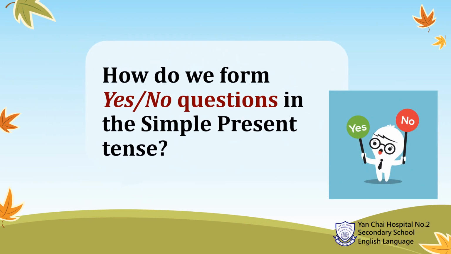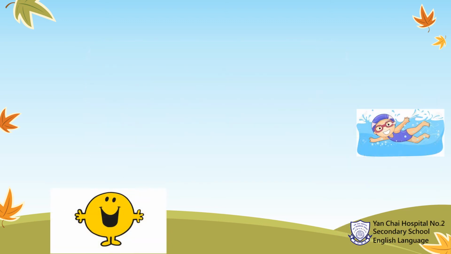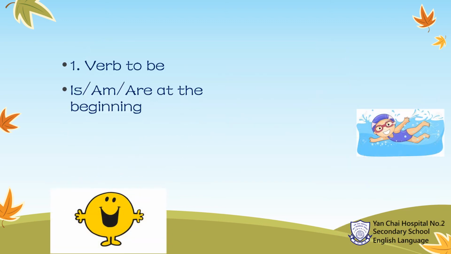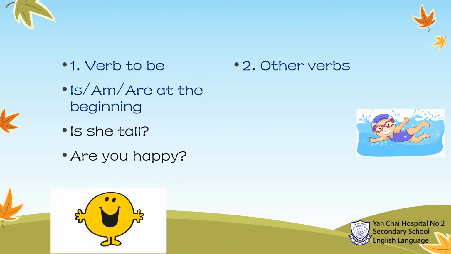So how do we form yes or no questions in the simple present tense? So, there are first type, verb to be. We put is, am, or are at the beginning. For example, is she tall? Are you happy? The second one is to use other verbs.